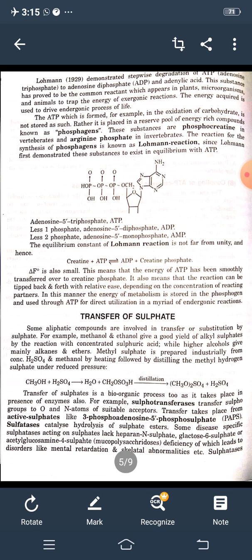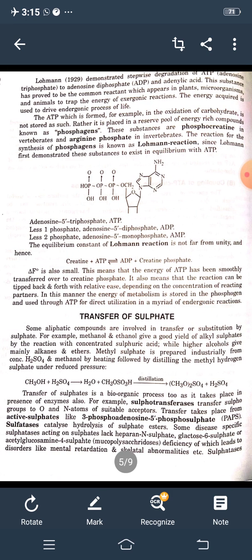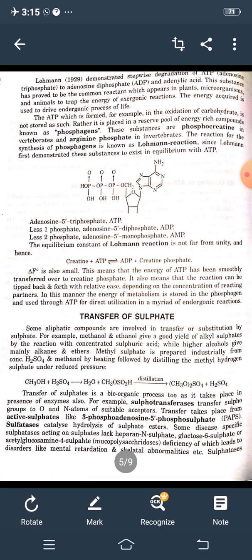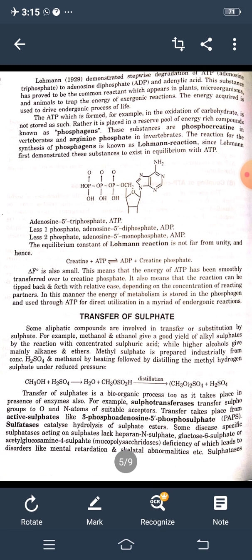Now transfer of sulfate. How can sulfate be transferred? This is given in the following reaction. Methanol when it reacts with H2SO4 gives H2O plus methyl hydrogen sulfate; on distillation it gives rise to dimethyl sulfate plus sulfuric acid. So transfer of sulfate is a bioorganic process too. It takes place in the presence of enzymes also. For example, the transferases transfer sulfo groups to oxygen and nitrogen atoms of suitable acceptors.